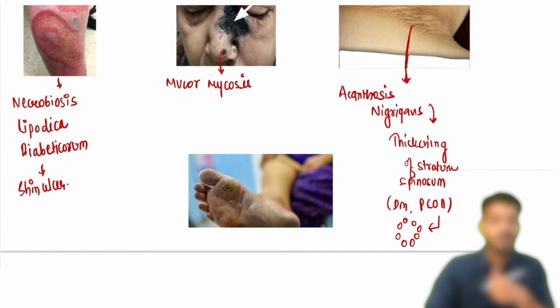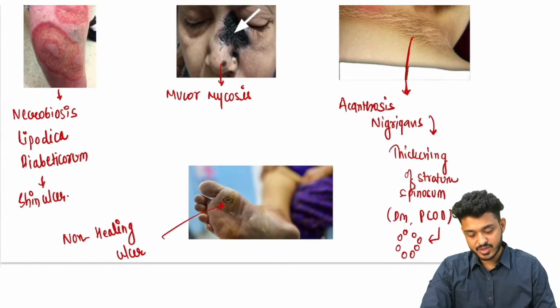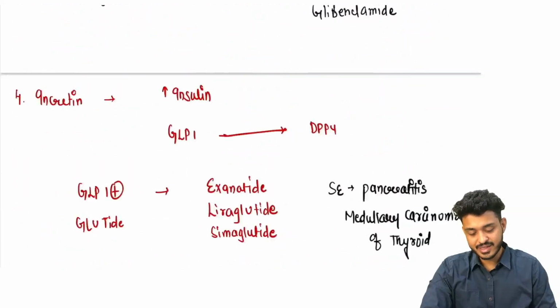This is a non-healing ulcer that we are having here. This is a non-healing ulcer, right? And this type of ulcers you are generally finding in the cases of diabetes, right? So this is pretty much everything that you need to know about diabetes, right?